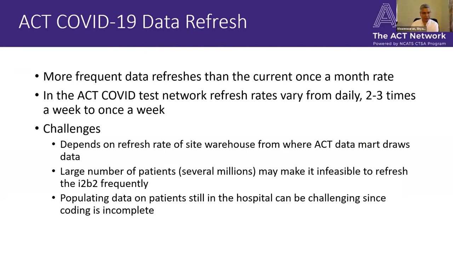One of the challenges with the ontology was the emerging terms and the fact that we have to quickly refresh the ontology and put out new versions. In parallel, we also have the challenge of data refreshes. And at least initially when the pandemic began, it was imperative that we had frequent data refreshes compared to the current rate of once a month, which is what the production network in ACT uses. And so in the ACT COVID test network, the refresh rates vary from daily to 2 to 3 times a week.